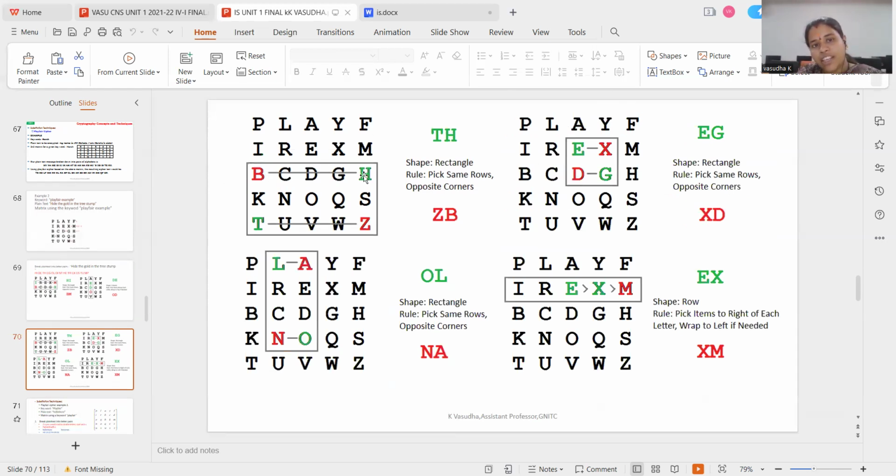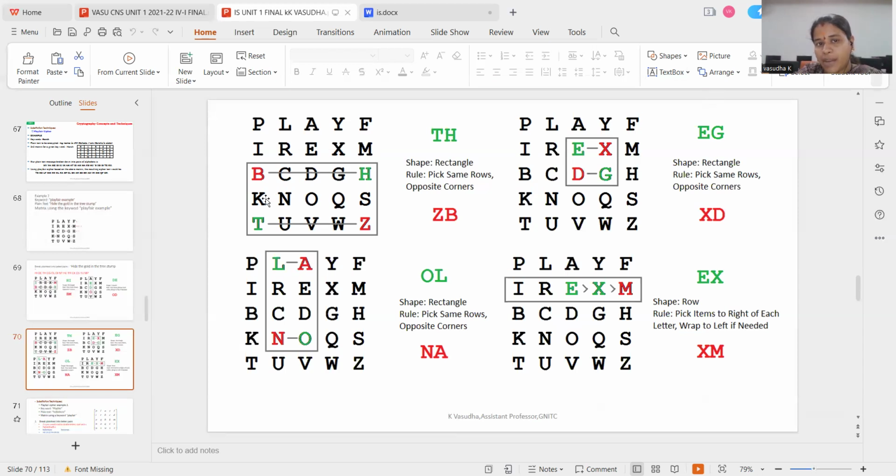So in the clockwise direction, for B we are writing H, and for Z we are writing T. For T we are writing Z. So in the clockwise direction, we can take the rectangle in this format. You can see some examples.